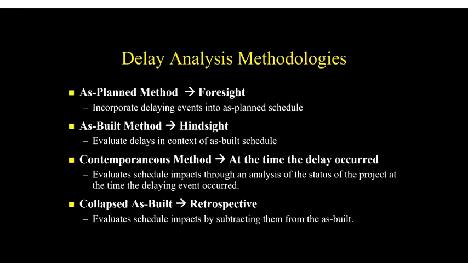There are, in general, four methodologies for delay analysis, and each of these four methodologies has different flavors. So altogether, we may have two or three flavors for each of the four methodologies, and so potentially you may have anywhere from 15 to 20 different combinations and possibilities to perform the delay analysis. But the four major categories are this.